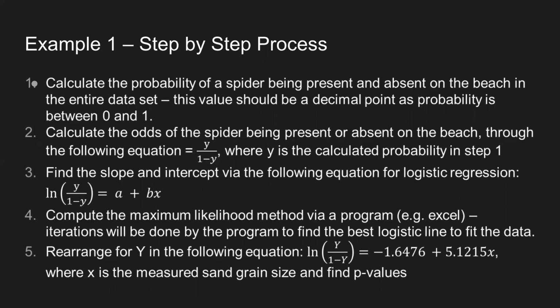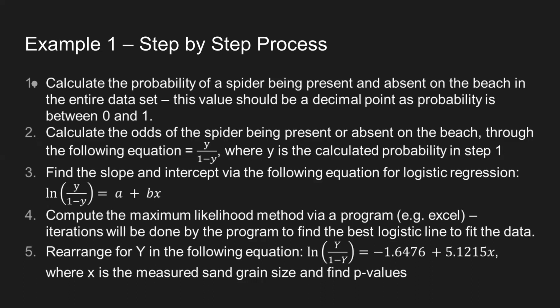So I'll just briefly explain it and then I'll go in more depth in a few slides. Basically you have to calculate the probability of the spider being there or not. Obviously it's a probability, so it has to be between 0 and 1. And that's kind of to do with the odds of the spider. So that's how that sort of comes in.